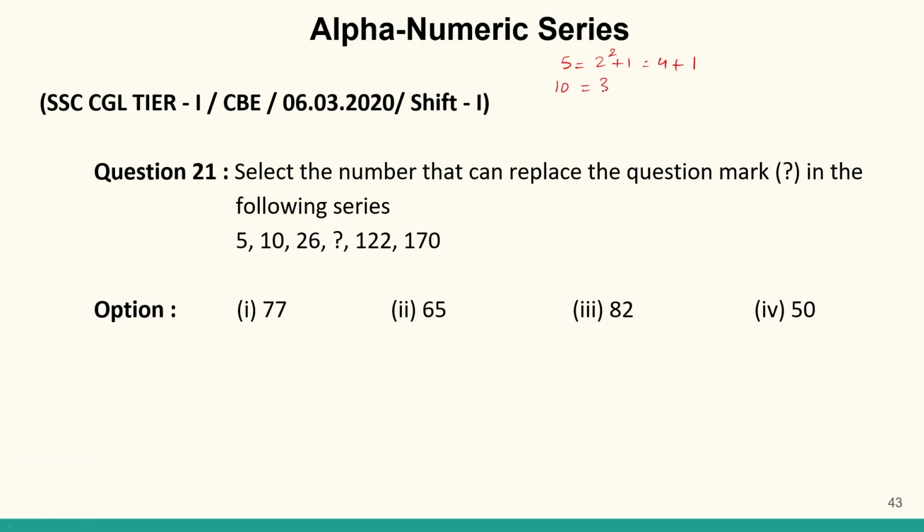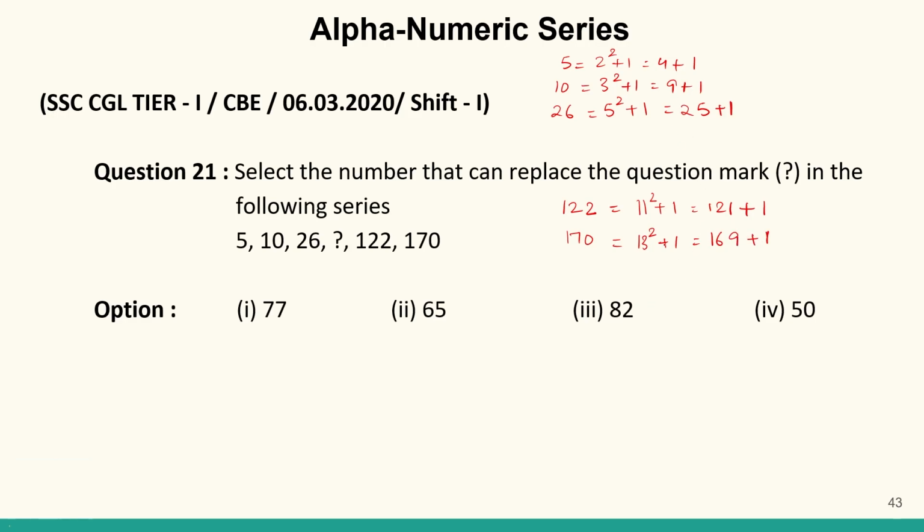Similarly, 10 can be written as 3 square plus 1, because 9 plus 1. 26 again can be written as 5 square plus 1, which is 25 plus 1. 122 can be written as 11 square plus 1, because it is 121 plus 1. Similarly, 170 can be written as 13 square plus 1, which is 169 plus 1.